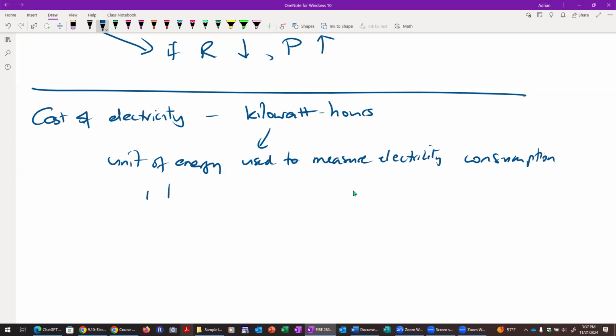So 1 kilowatt hour would be equal simply to the product of 1 kilowatt times 1 hour. Now remember, the kilo here means 1,000, right? Kilo of anything means 1,000. So kilowatt represents 1,000 watts, right? Regular watts.